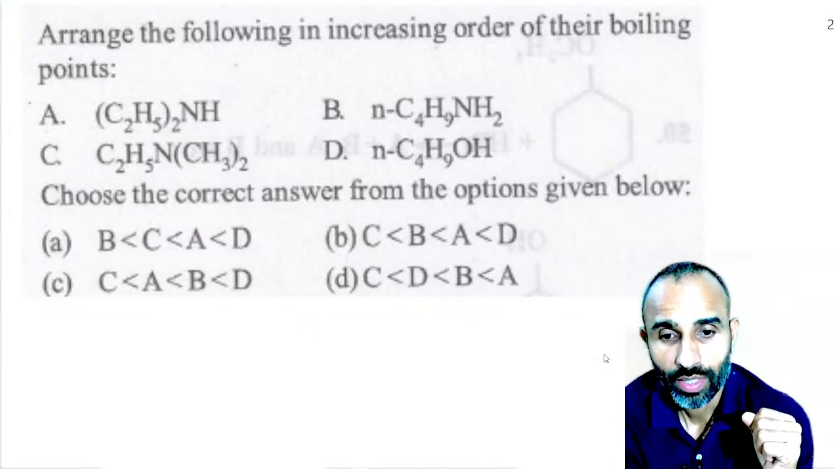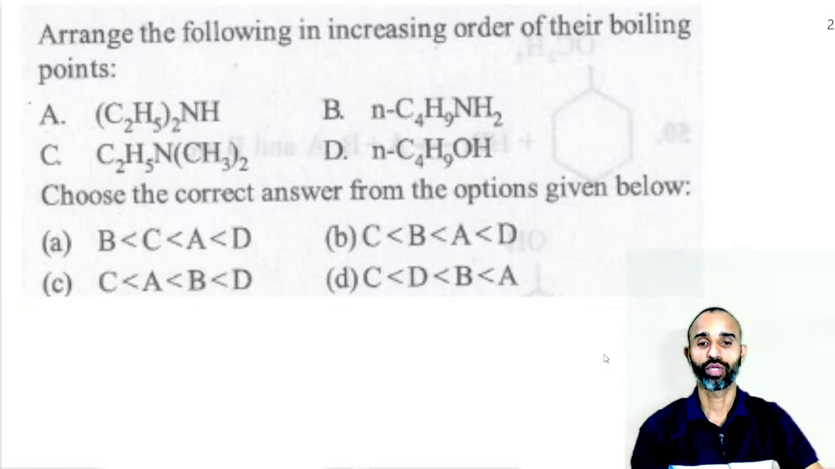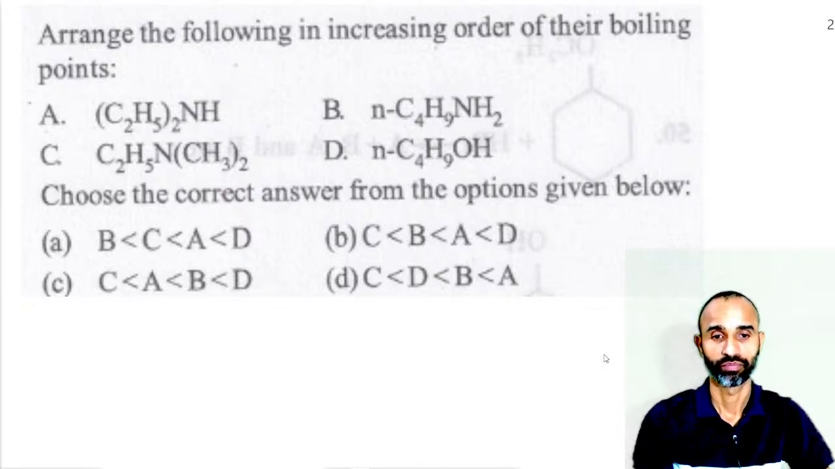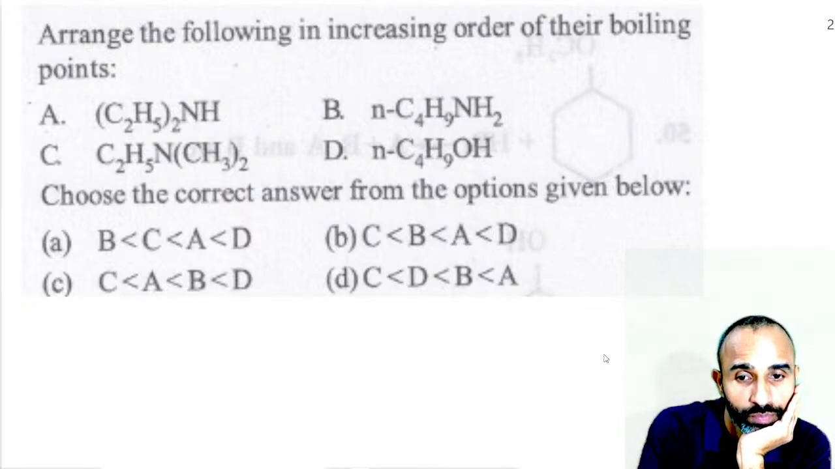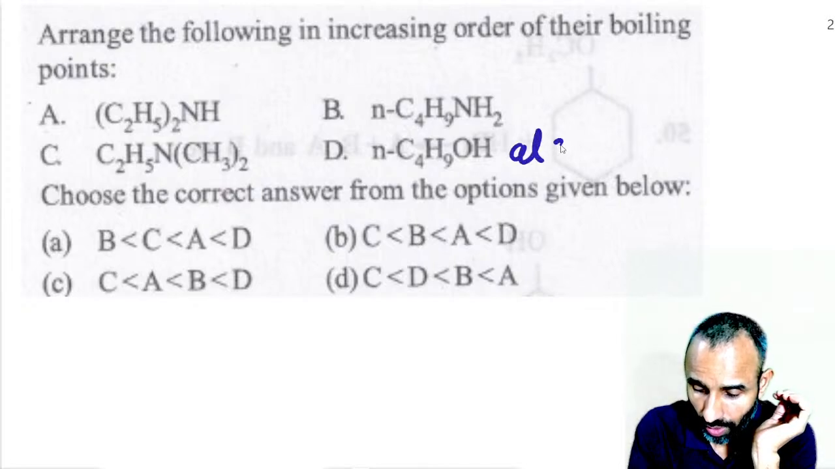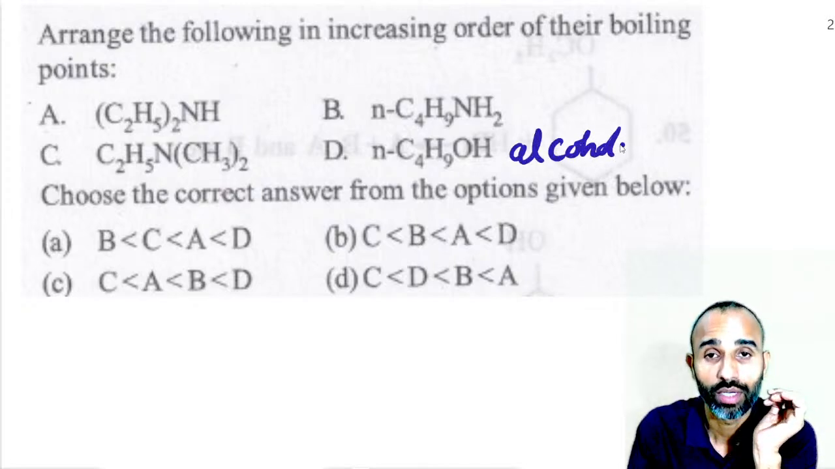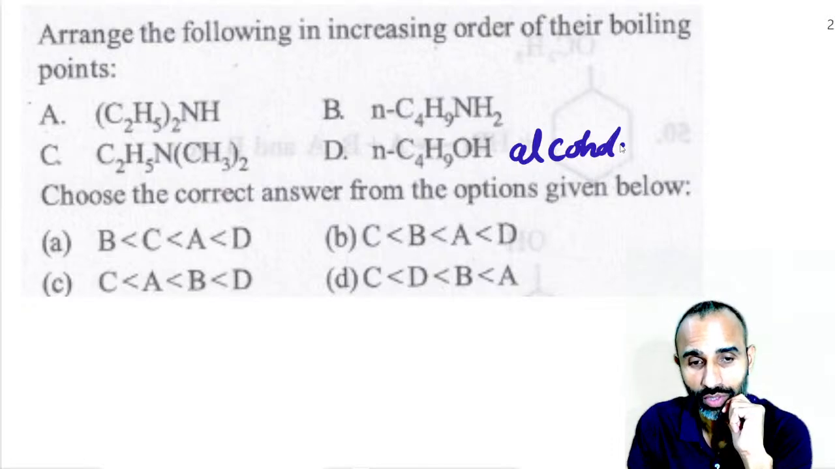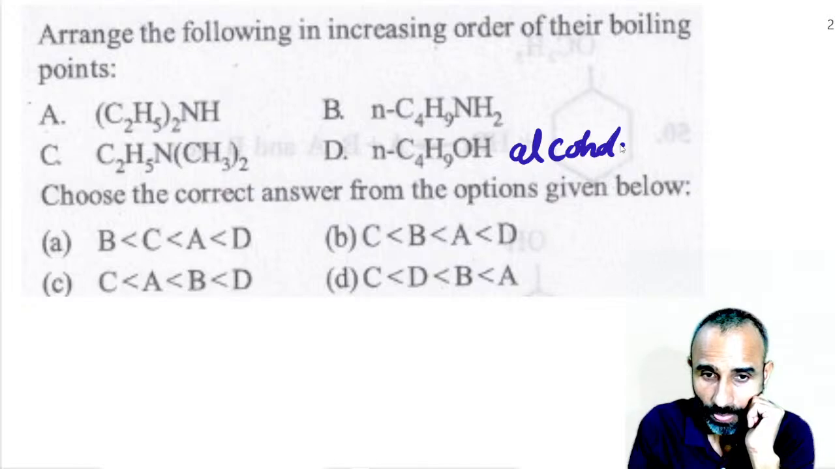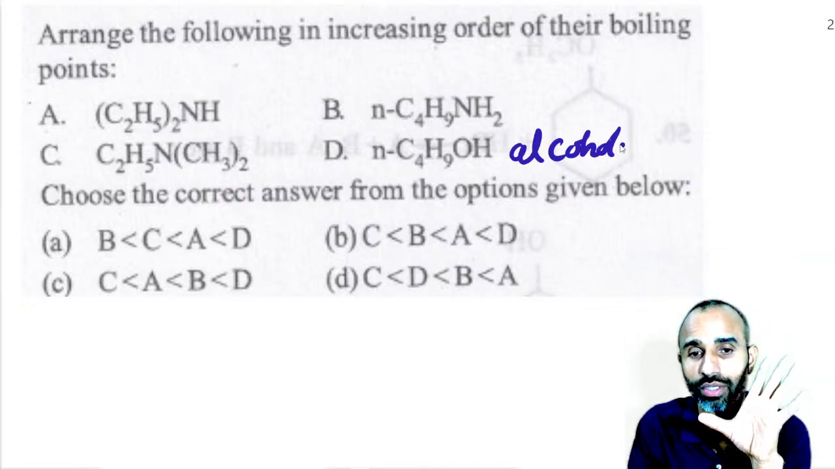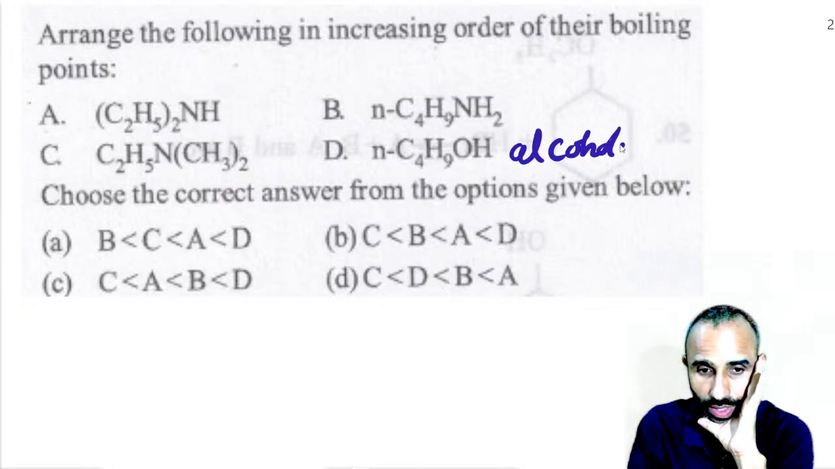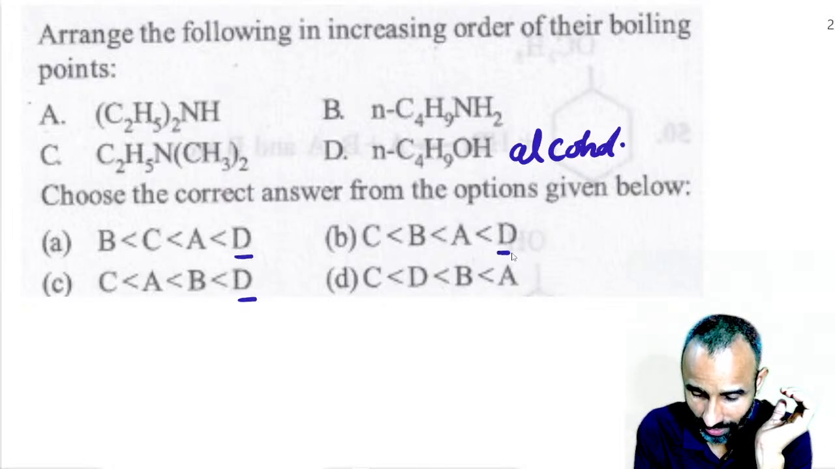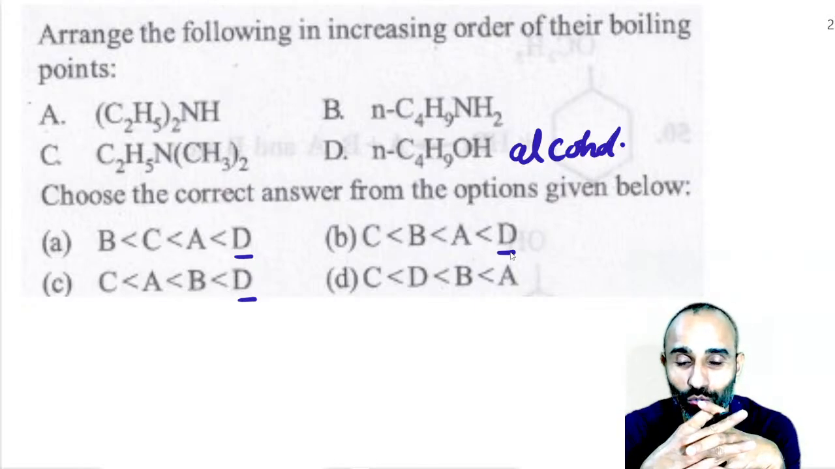Arrange the following in increasing order of their boiling points. D will be maximum. This is alcohol. So alcohol has more hydrogen bonding than amines. So D has the highest boiling point. That is quite obvious that D should be higher.